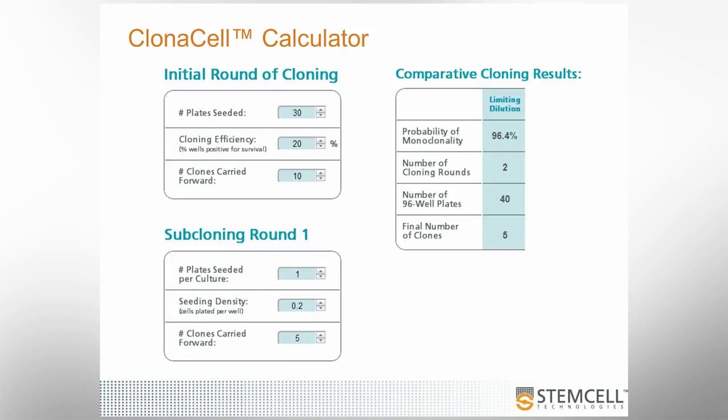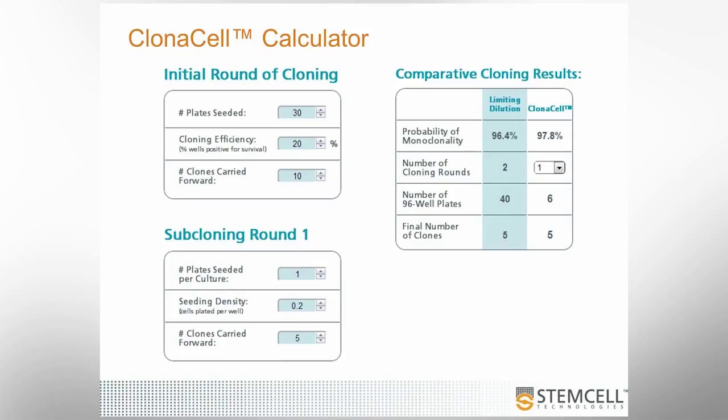In limiting dilution, you'd be expecting a probability of monoclonality of about 96.4%, and that's cumulative over those 2 rounds of cloning. And in order to isolate those 5 clones, you're using 40 96-well plates. Now, if instead of using limiting dilution, you use semi-solid cloning to isolate the same 5 clones, you're going to see a probability of monoclonality closer to 97.8% in only 1 round of cloning. And instead of using 40 96-well plates, you are only going to require 6 to isolate those same 5 clones.